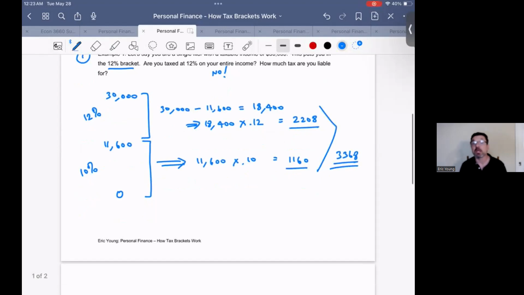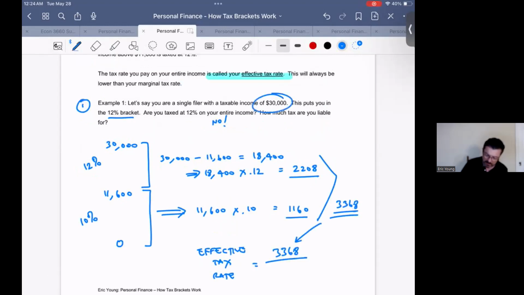Notice if you wanted to calculate your effective tax rate, your effective tax rate is like a blended tax rate. It's all your tax paid divided by all your income earned. So your effective tax rate in this case would be equal to 3,368, that comes from there, divided by the income we said of 30,000, or that's going to be 11.22%.